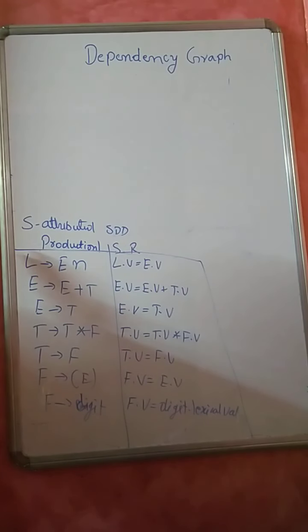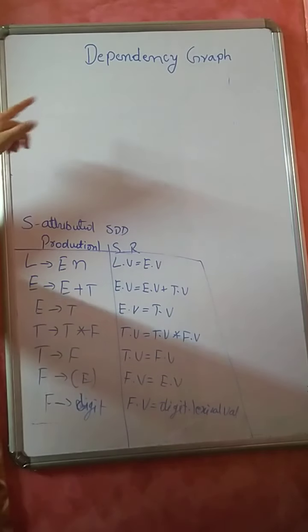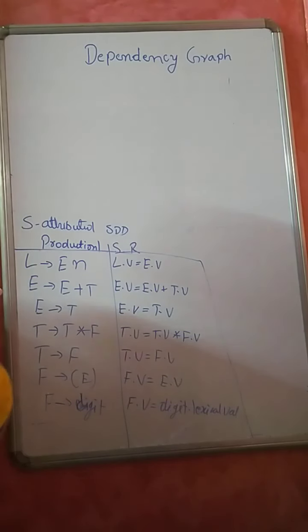Last class I told you how to write the S attributed SDD, the L attributed SDD and the annotated parse tree. We took one example and wrote the annotated parse tree for both the L attributed as well as the S attributed SDD. So today we'll discuss the dependency graph.